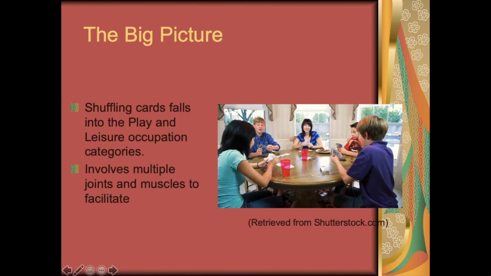As previously discussed, shuffling cards would fall under the play and leisure occupation category. To successfully complete even a modified overhand shuffling technique, the body must utilize the shoulder, elbow, wrist, and finger joints and corresponding muscles as previously discussed. The simple task of shuffling cards involves many dynamic movements and body mechanics, making analysis of this movement complex, but essential when needing to restore this occupation for our patients.